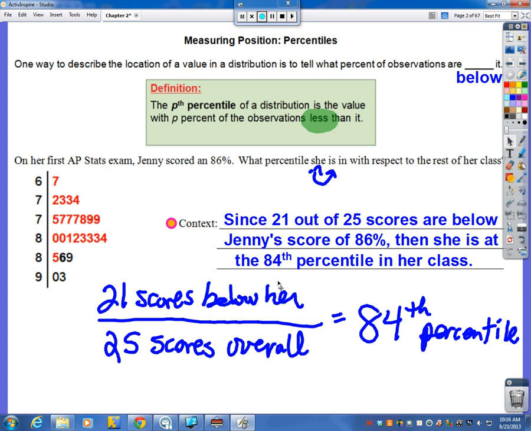She's better than 84% of people in her class, which means 16% of people did better than her. So for example, if you're in the 98th percentile for some test, that means you did better than 98% of everyone else that took that test, and only 2% of people did better than you.